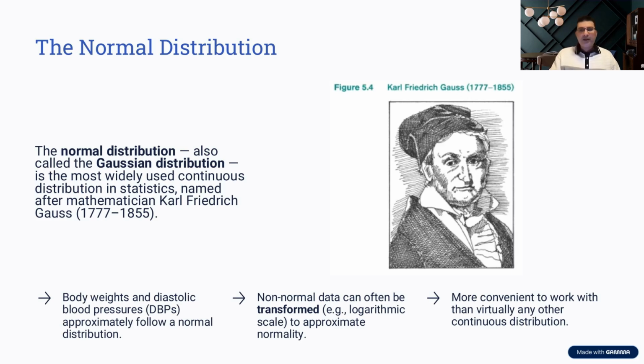Alright, let's take a closer look at one of the most important distributions in all of statistics, the normal distribution, also called the Gaussian distribution. It's named after Carl Friedrich Gauss, and it shows up all over the place in real life. Things like body weight or blood pressure often follow this pattern. And even when data isn't perfectly normal to begin with, we can often transform it so that it behaves like a normal distribution, which makes our analysis a lot easier.